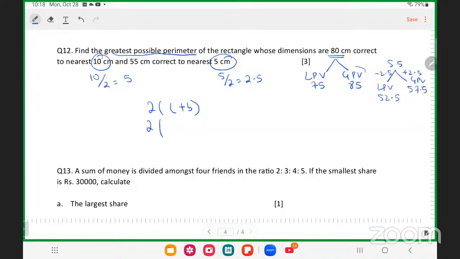Length greatest possible is 85. Breadth greatest possible is 57.5. 85 plus 57.5 is 142.5. Multiply by 2, which turns out to be 285 centimeters.